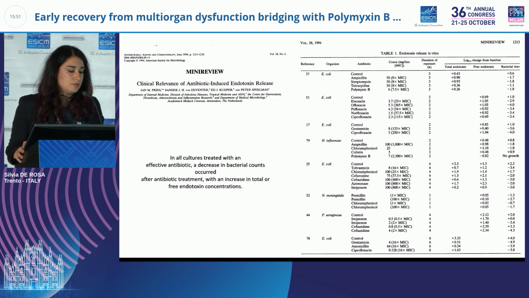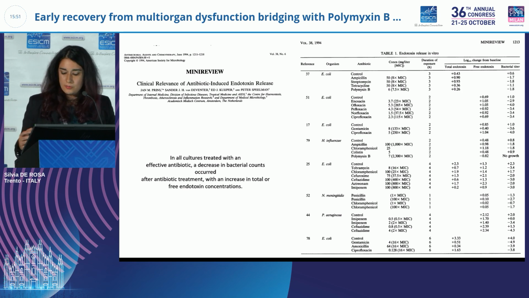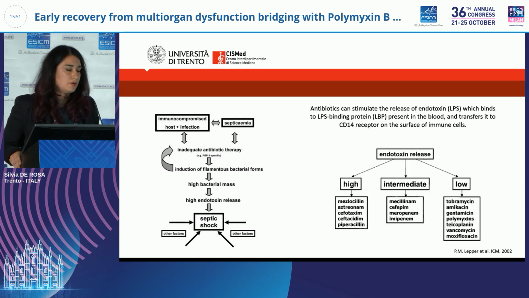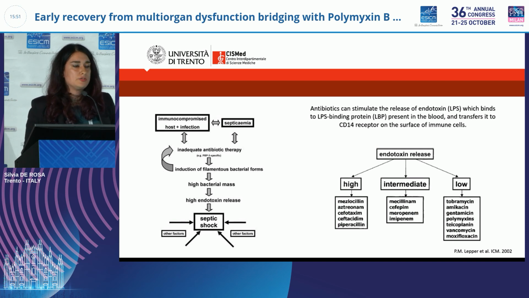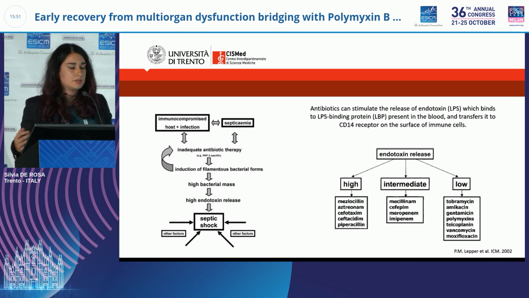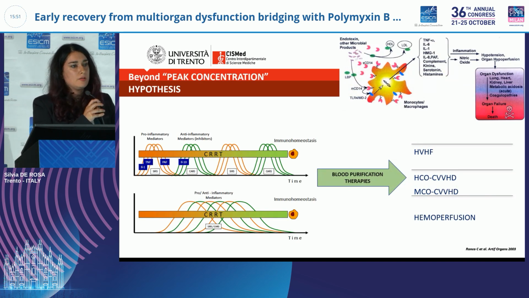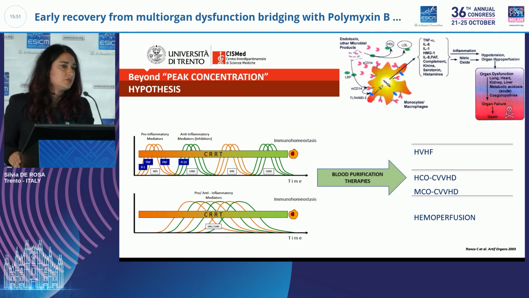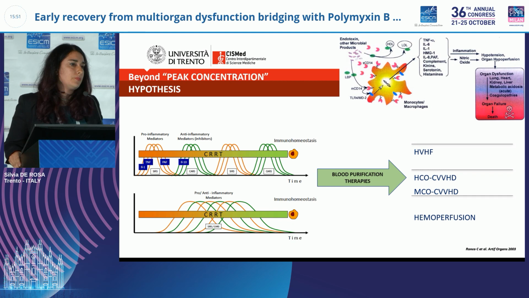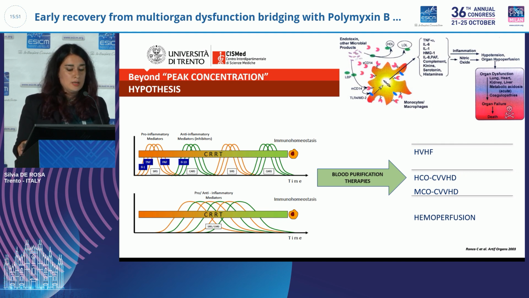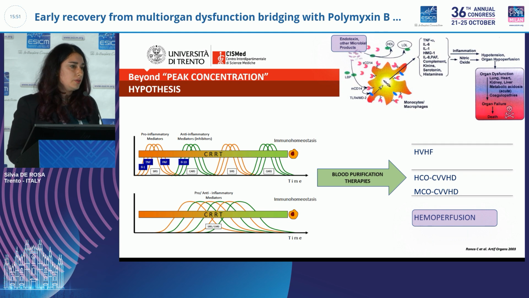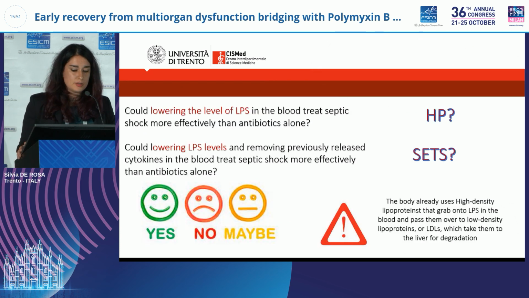Studies are based on cultures, and we saw that if we give some antibiotics, we can have a high, intermediate, or low endotoxin release, and it depends on bacterial mass. So if we have high bacterial mass, we can have high endotoxin release. So in this scenario, using blood purification is a bridge treatment. We have to treat our patient with antibiotics, and we have to do source control, but sometimes we have no time. And so using such a blood purification therapy, we can go straight on endotoxin, and we can remove this kind of trigger.